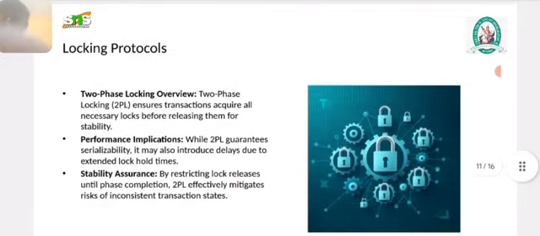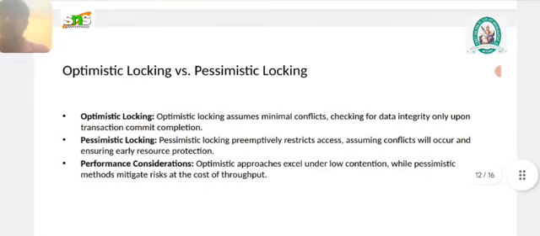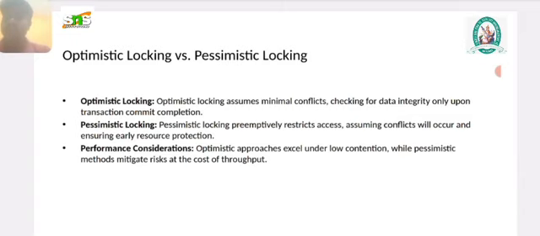Next, locking protocols: performance implications, two-phase locking overview, and stability assurance. Those are the locking protocols. Then optimistic locking and pessimistic locking and performance. Their major difference: optimistic locking assumes minimal conflicts, checking for data integrity only upon transaction commit completion. Pessimistic locking preemptively restricts access, assuming conflicts will occur and ensuring early resource protection. Performance consideration: optimistic excels under low load conditions, while pessimistic methods mitigate risk at the cost of throughput.